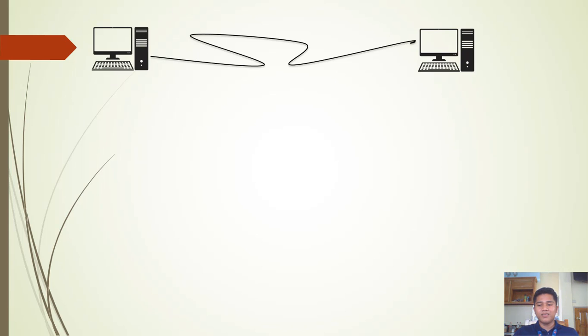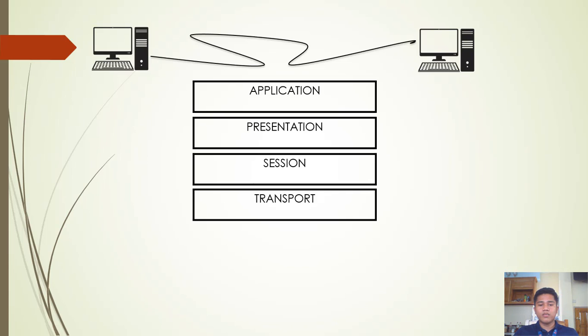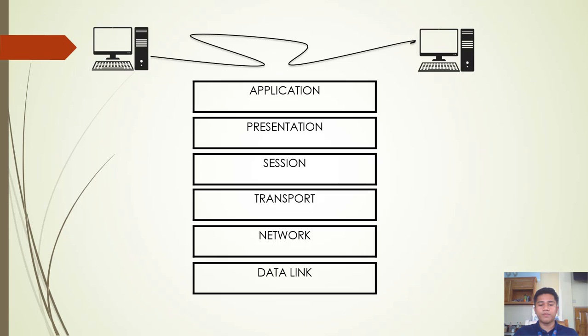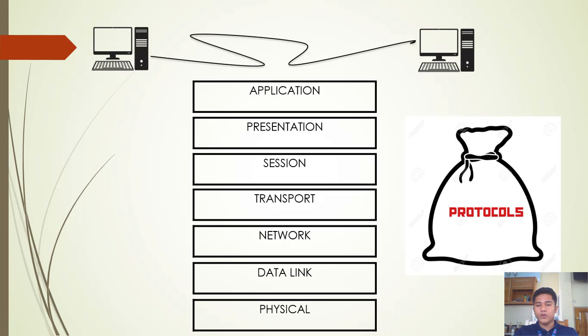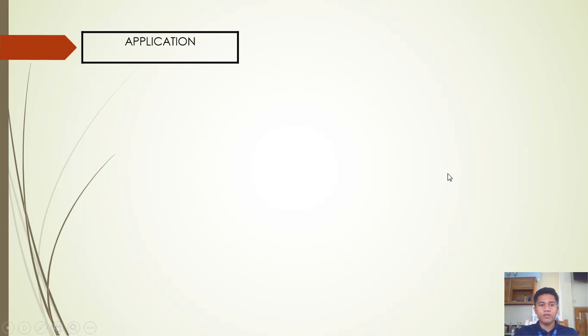How do they work? These layers involve protocols: application, presentation, session, transport, network, data link, and also physical. Each layer has a protocol. An example of an application is Google Chrome and Mozilla. So let's move on to the application layer.